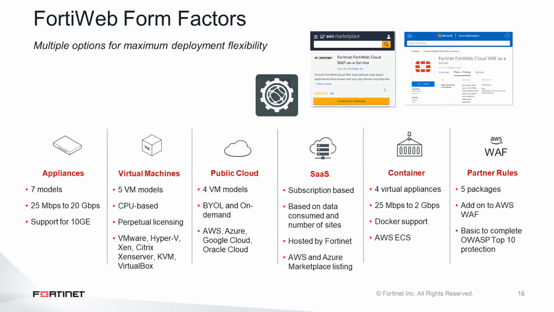Fortinet provides multiple ways for customers to secure their applications, not just cloud versus data center, but a full range of cloud options, including VMs, SaaS, and containers, and support for multiple public clouds. For customers building applications in AWS and Azure today, let's take a deeper look at our SaaS offering, FortiWeb Cloud as a Service. This offering is available in the AWS and Azure marketplaces today, and we have plans to offer other public cloud environments, including Google Cloud.